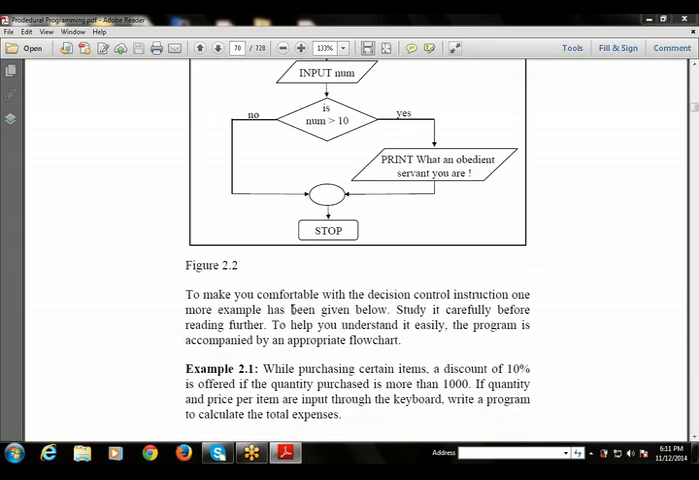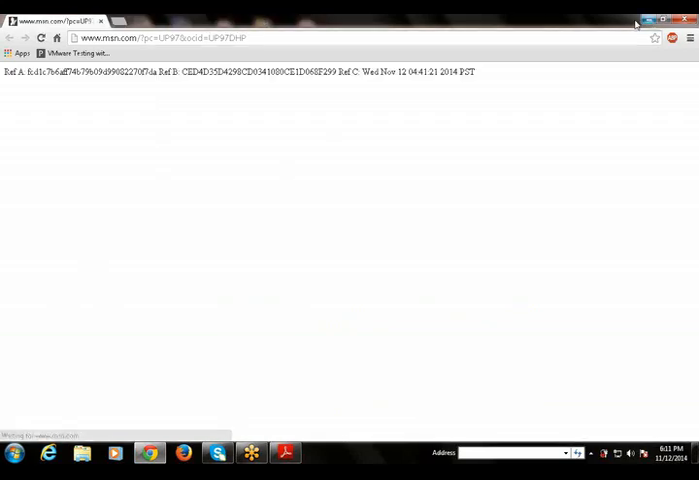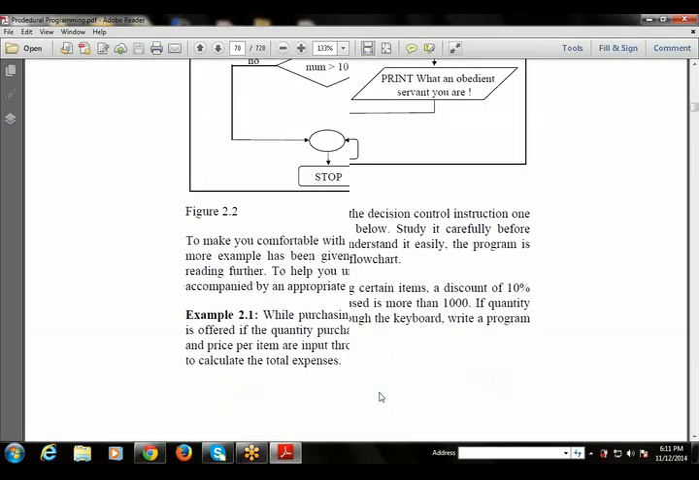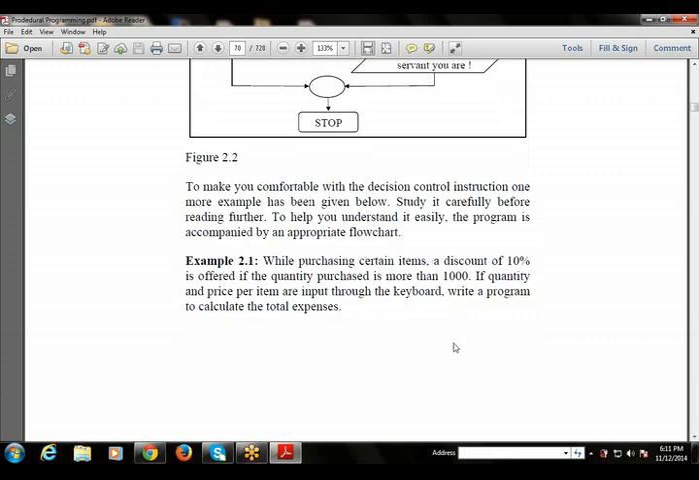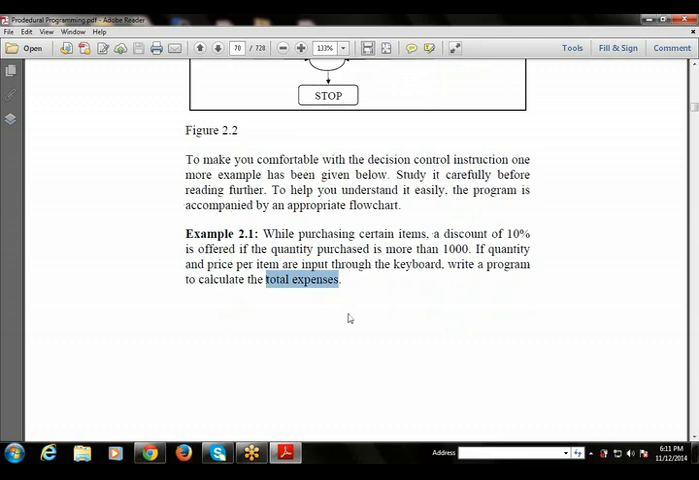Control instruction, one more example has been given below. So this is the next example that is used: while purchasing a certain item, a discount of 10% is offered if the quantity purchased is more than 1000. That is, if the quantity is greater than 1000, then the discount is 10%. If the quantity and the price per item are input through the keyboard, write a program to calculate the total expenses.